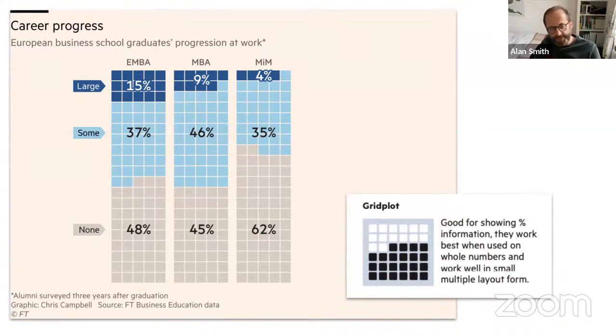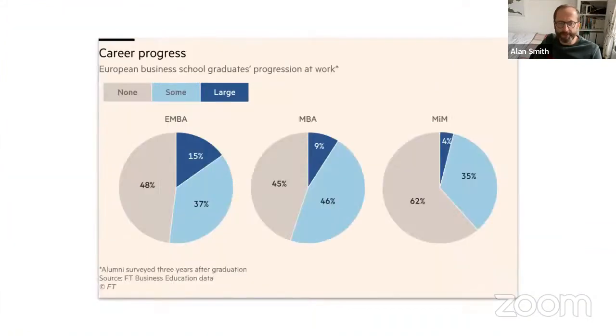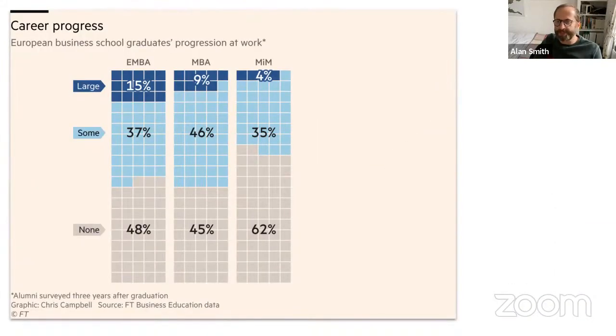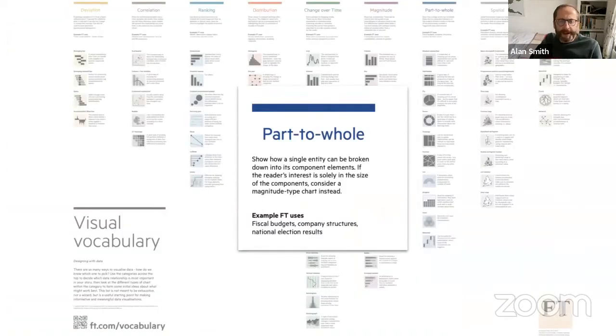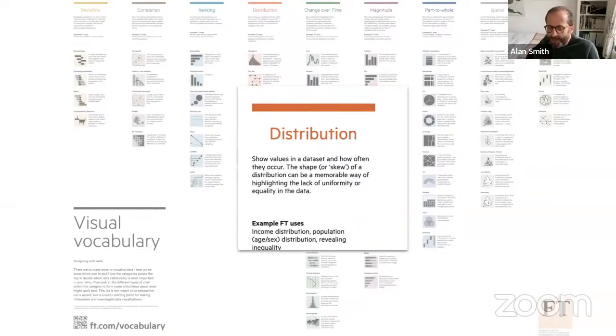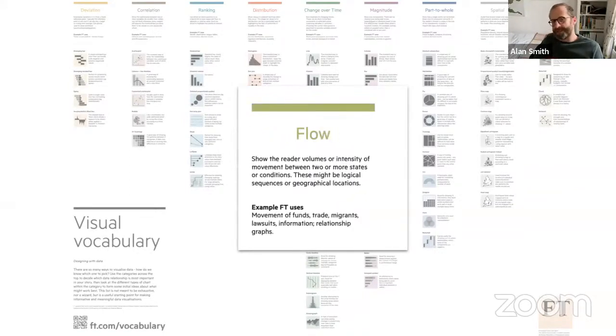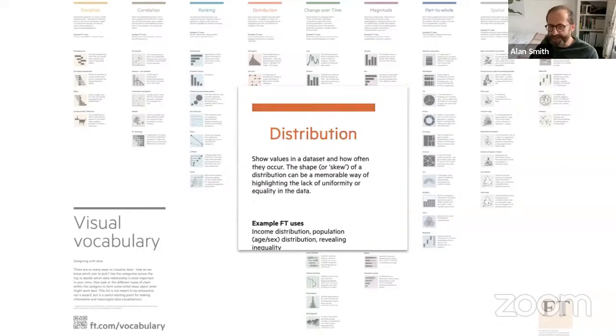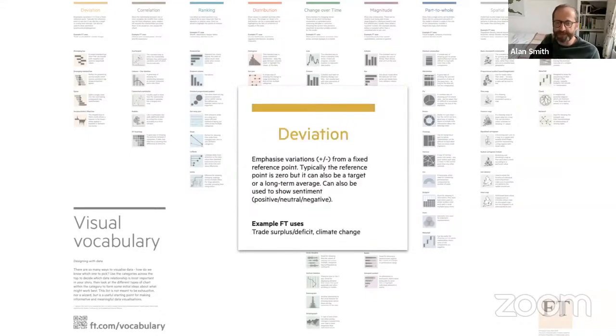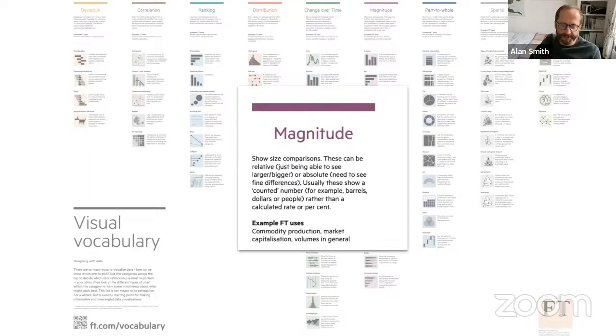Now, notice on this grid plot version of the data how close we can put those segments together. So you can make the comparisons between the EMBA, MBA, and MIM, those large segments, the sum, the none, they're very easy to look at and compare. So just a simple comparison, look at that, right? I think that's a really important functional difference, really allows you to see that difference. So that's part to whole, right? Pie charts are not illegal, but there are other options too. I think that's the general message here, right? Just think about what's going to work best in the scope of the data you're working with.